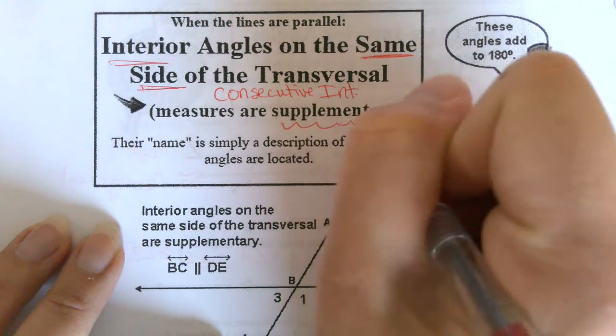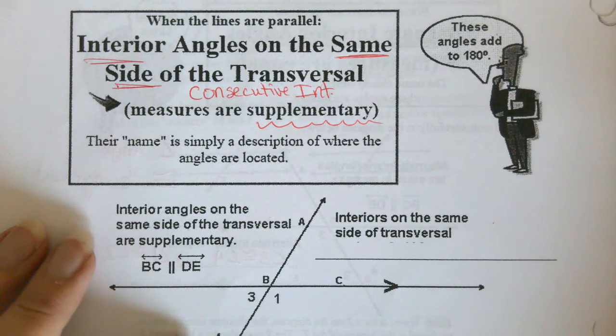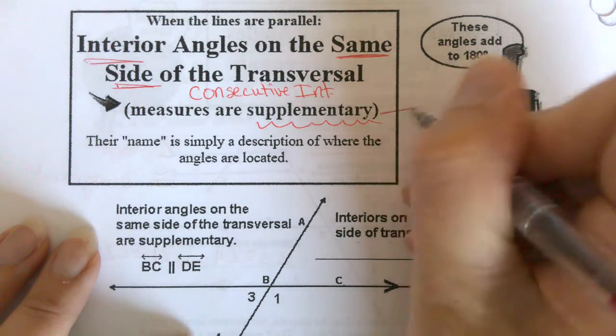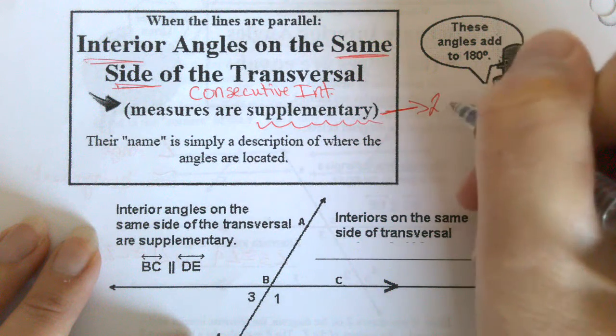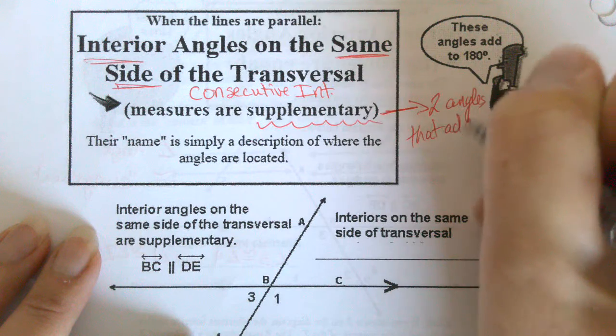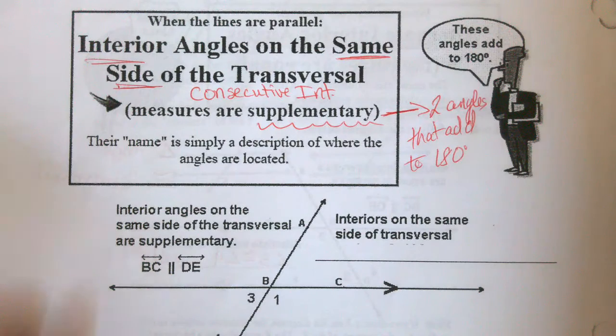They're supplementary. Does anybody remember what supplementary means? The little guy's actually saying it. These angles add to 180, okay? So two angles that add to 180 degrees. Anybody remember what they are called when they add up to 90 degrees? That's complementary angles. So complementary C, 90 degrees, supplementary S later in the alphabet, 180 degrees.